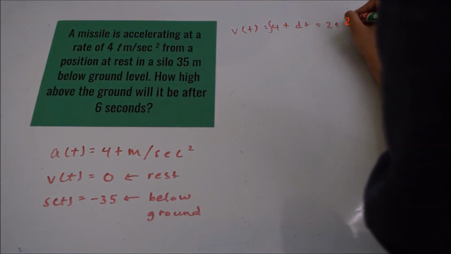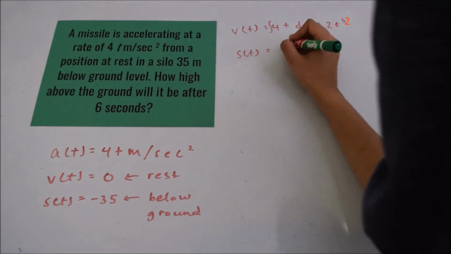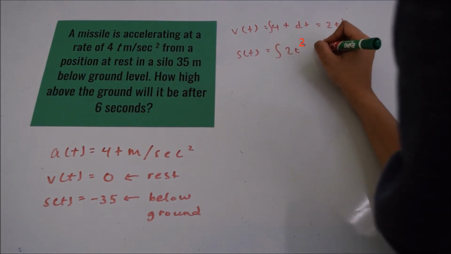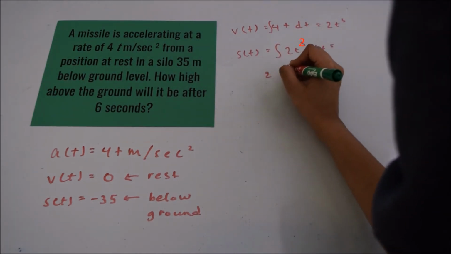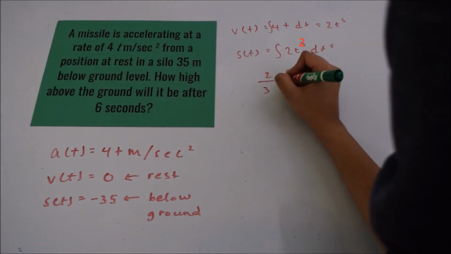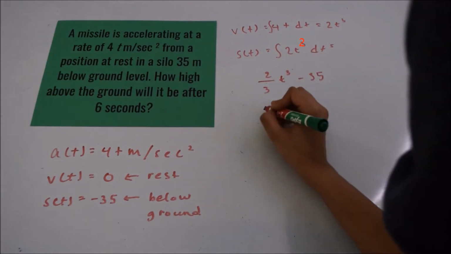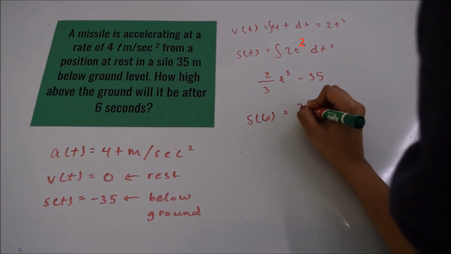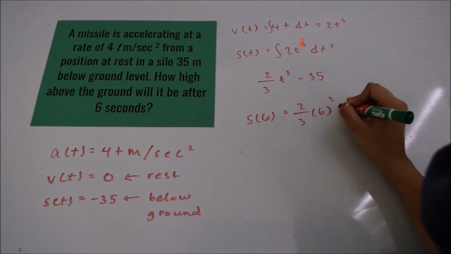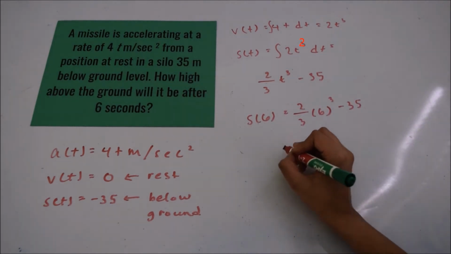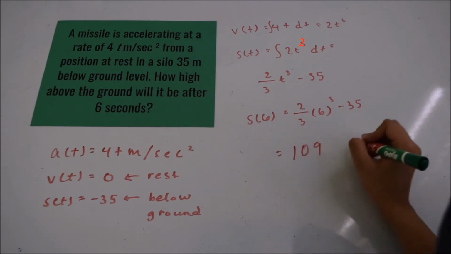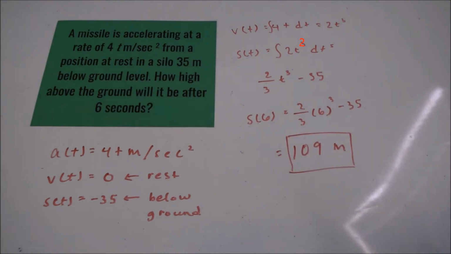Now integrate this newly found velocity function to find the position function, which will be equal to 7t squared. Now add this value to the initial position given in the question, which is negative 35. Now substitute 6 into the position function and evaluate. This will result in 109. The final answer for this question will be 109 meters.